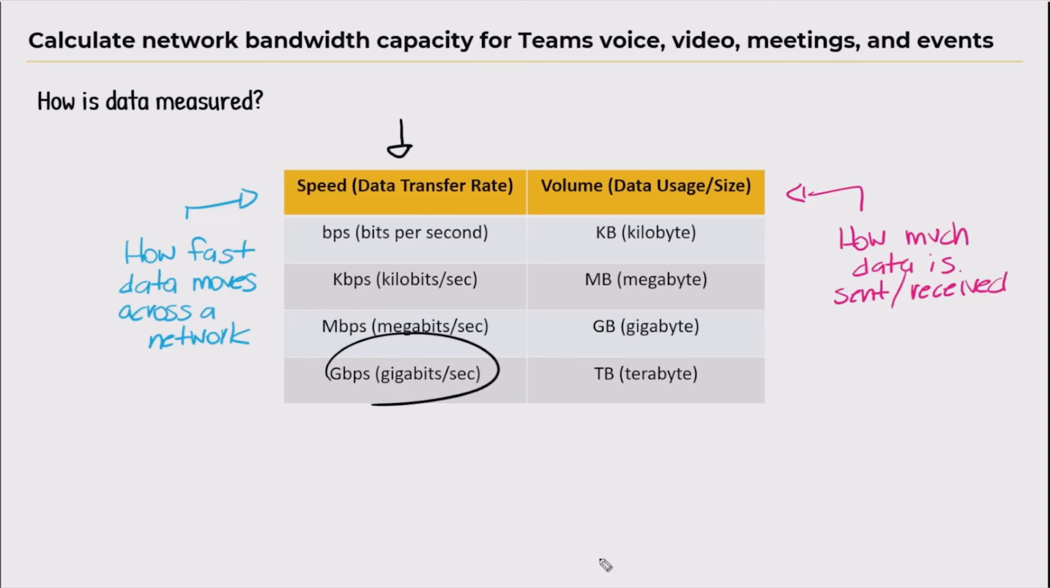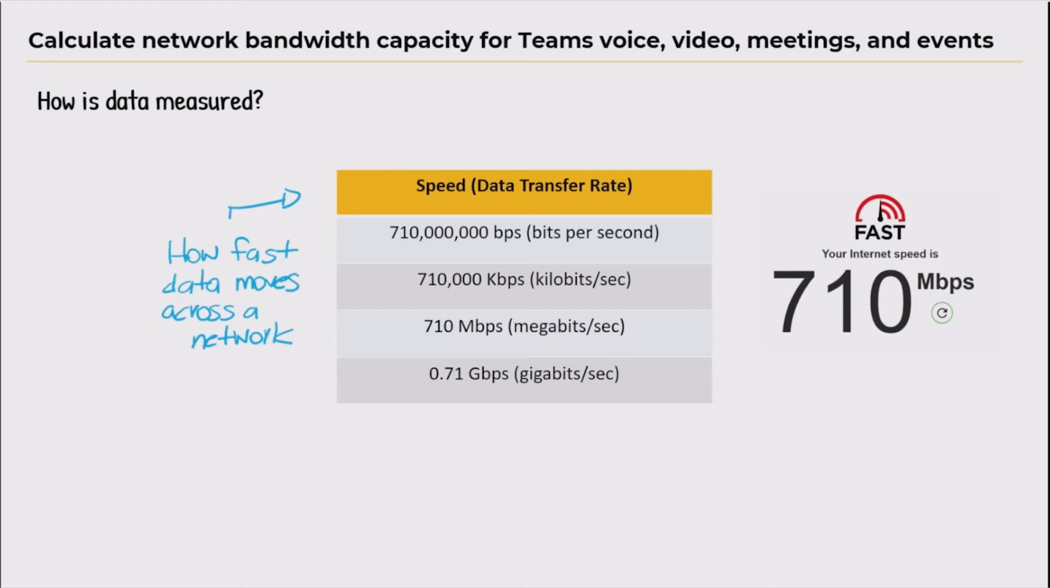In gigabits per second, maybe I'm transferring a file that's 4 gigabytes in size, so 4 gigabytes being the volume or the data size of that file. And here we're not going to go over mathematical calculations, but I want to show you, in the event I did a bandwidth test like I did here sometime last week, and I got 710 megabits per second. That is the same as 710 thousand kilobits per second, or 710 million bits per second, or 0.71 gigabits per second.